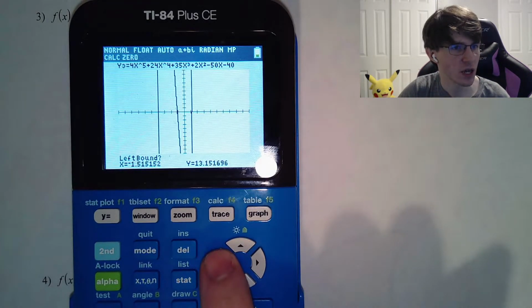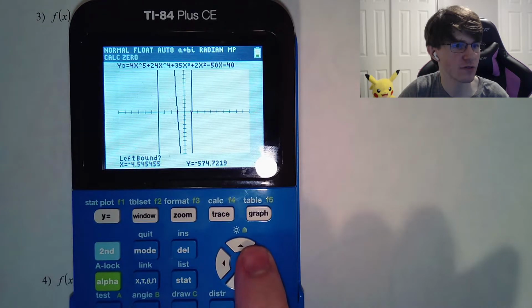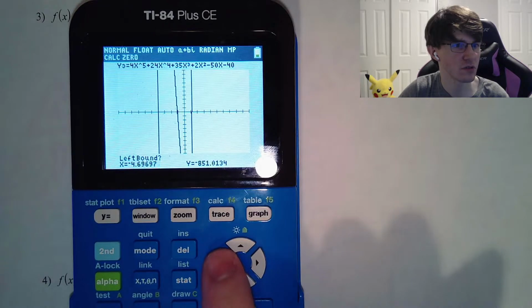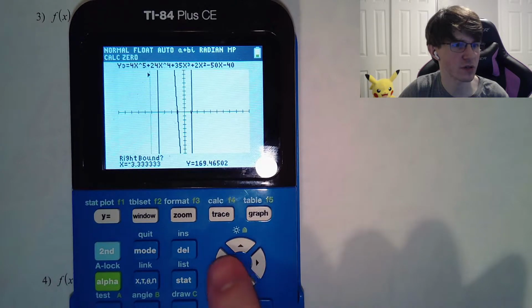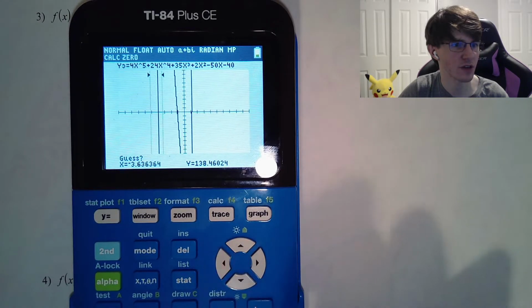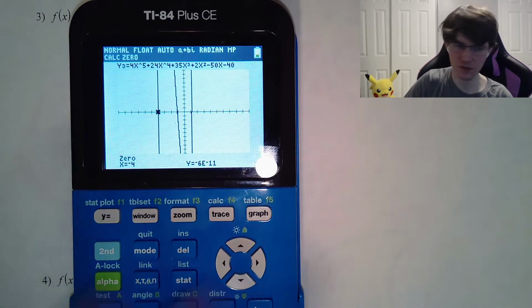Oh, we're seeing it. We need to get to the left of this 0 over here, though, with the -4. I hope it shows up soon. It's gone. It's like a vertical line almost. Kind of a bummer. Whatever. We'll go to -5. There's our -5. And we need to get to the right of -4. So -3 is good. And then guess. And I should be exactly -4. Yeah, so -4 is one of our answers.